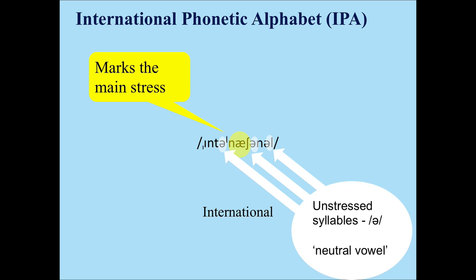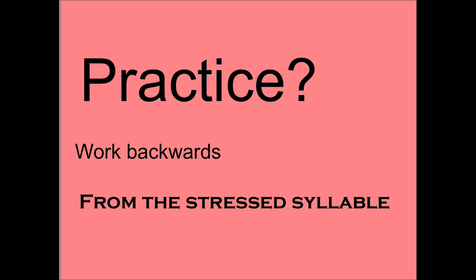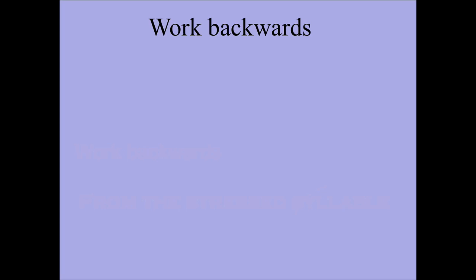So, now we know which syllable is stressed, how do we practice saying the word? The easiest way to get the stress right is to start from the stressed syllable and work backwards, one syllable at a time. That's right, backwards. Let's try it with the word experimental.